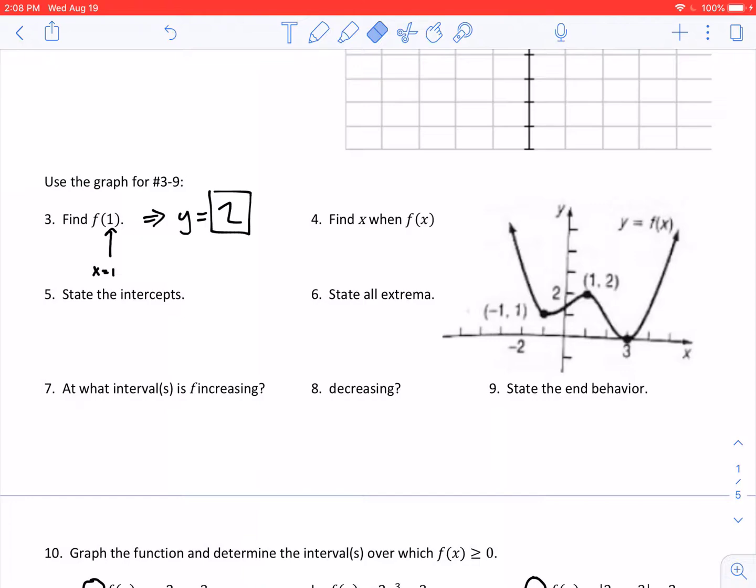Question 4. Find x when f of x equals, let's do 1. Find x when f of x equals 1. So this is a different question. In this example 3, we were told that x was 1 and asked to find y. So here we said f of 1 equals 2, right? In this example, we are given the y value and asked to find what values of x make that true. So we are looking for where is the y value 1. Here there's a height of 1.